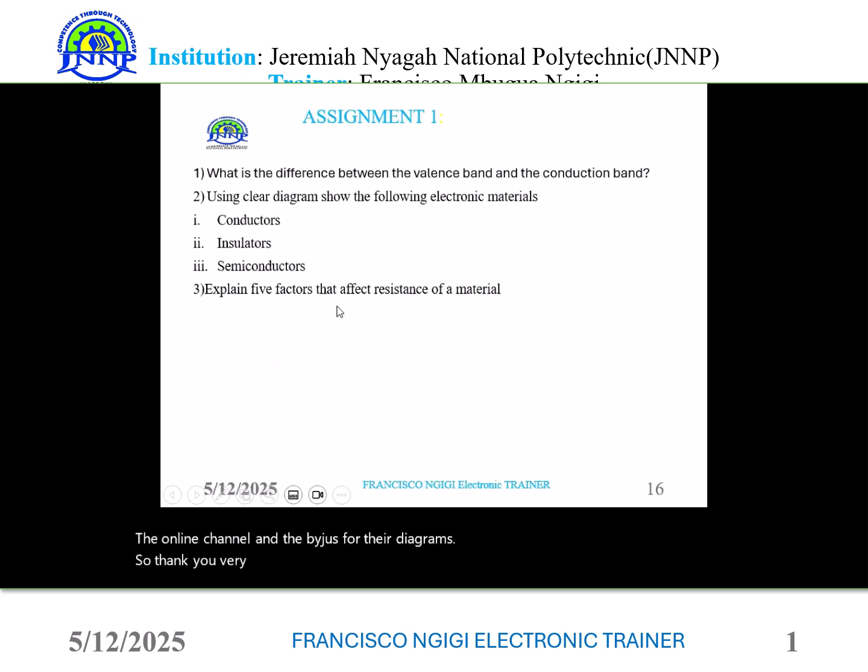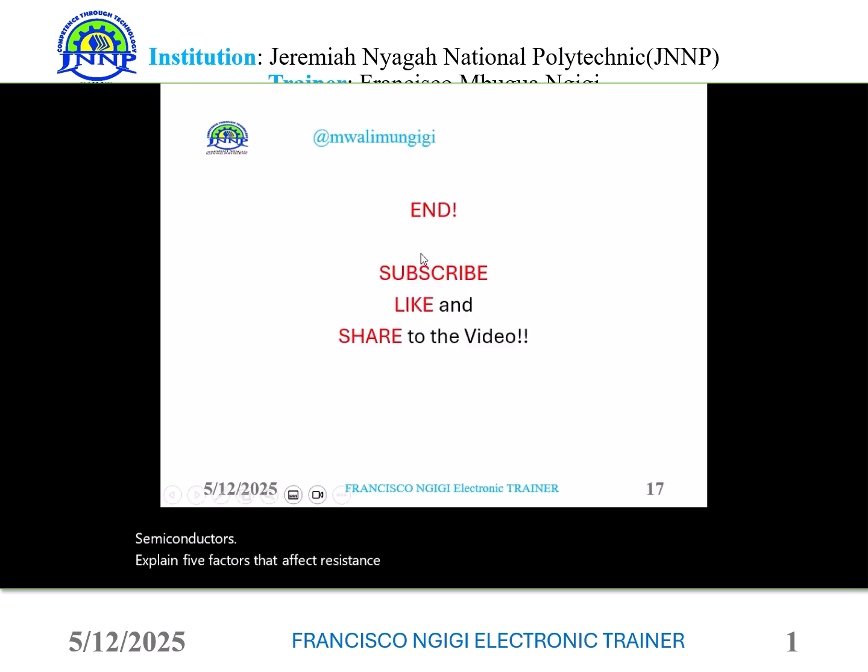Assignment 1. Number 1: What is the difference between the valency band and the conduction band? Number 2: Using clear diagrams, show the following electronic materials: conductors, insulators, and semiconductors. Number 3: Explain 5 factors that affect the resistance of a material.